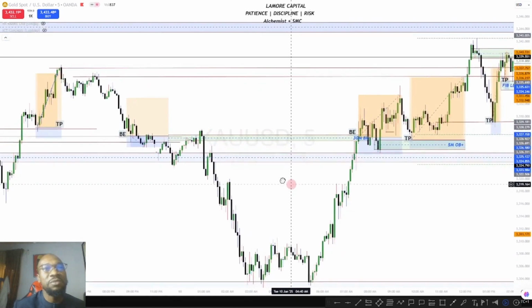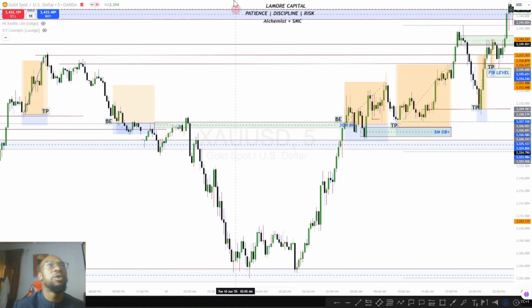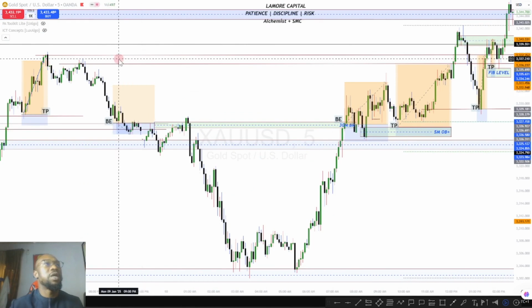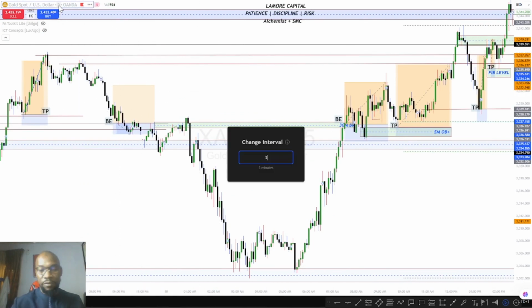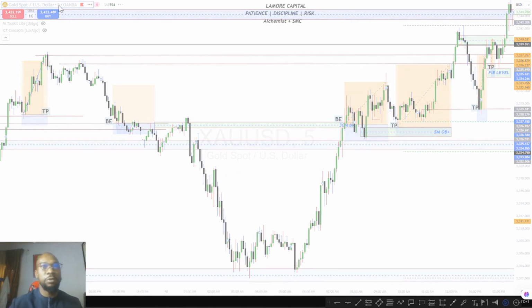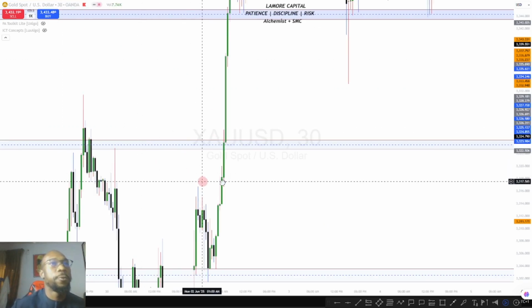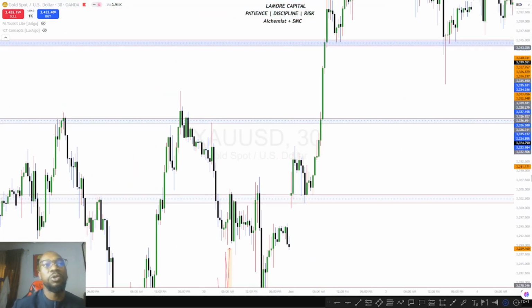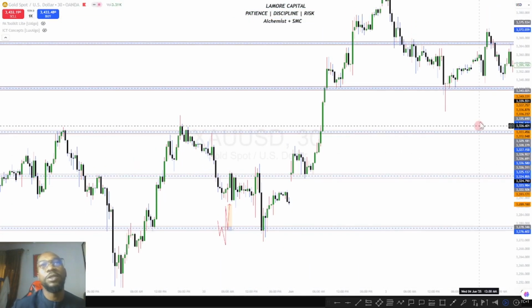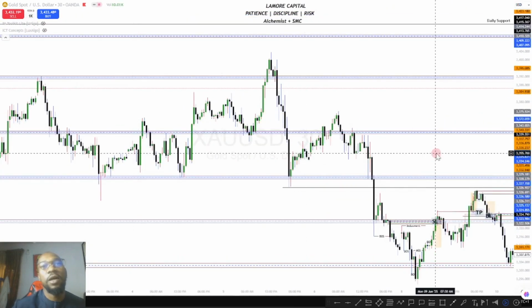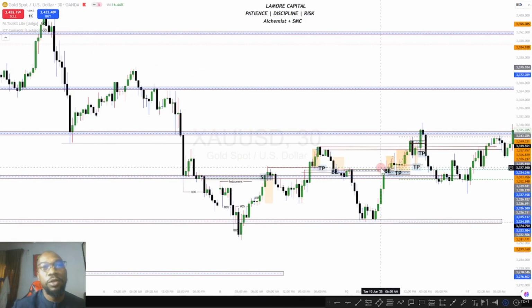Now on the 30 minutes time frame, this particular trade was giving me a nice confluence. So let's go to the 30 minutes time frame. I like doing nice analysis that would actually be understood even by a beginner. So that's why I love analyzing my trades.